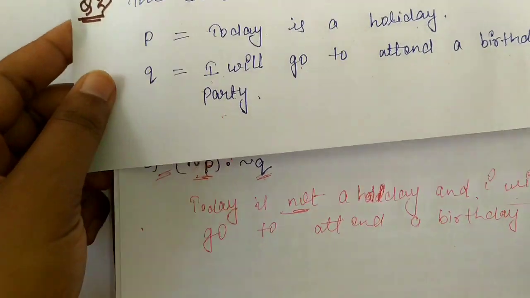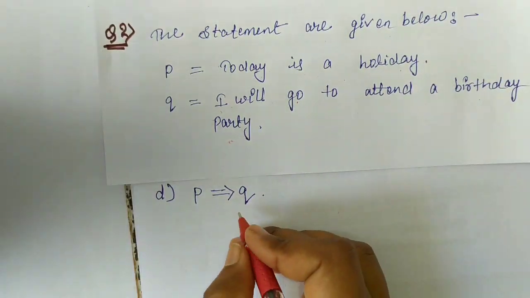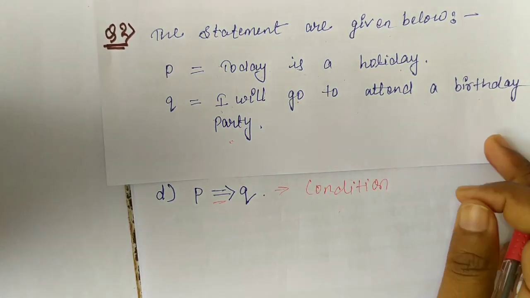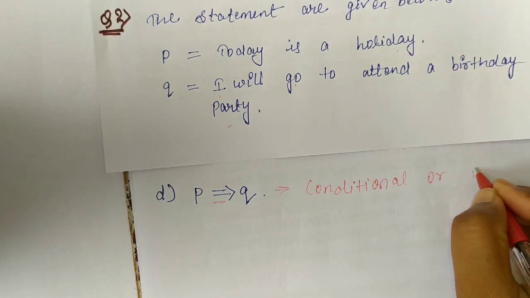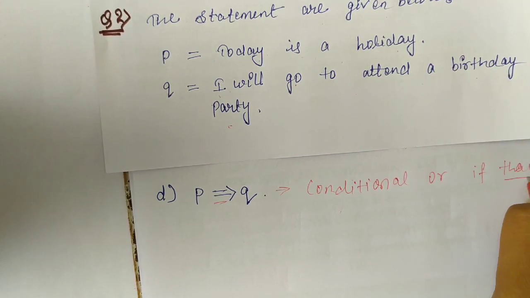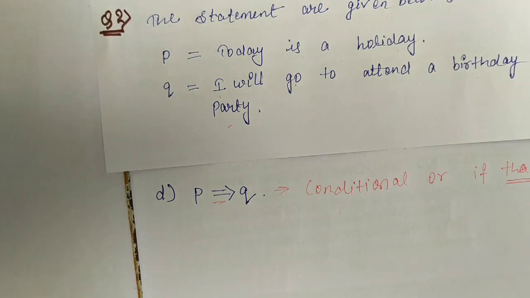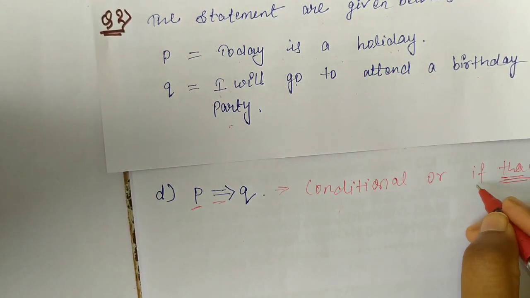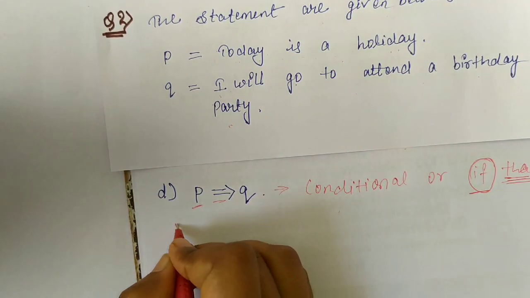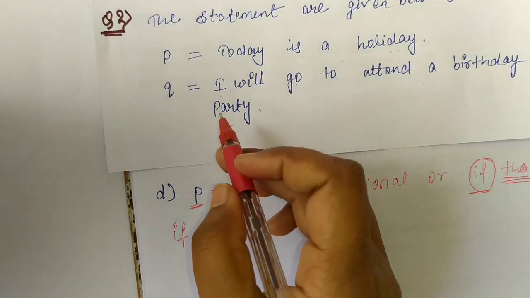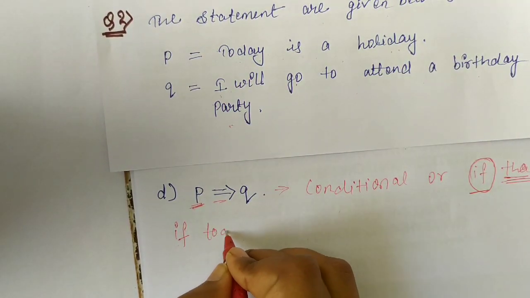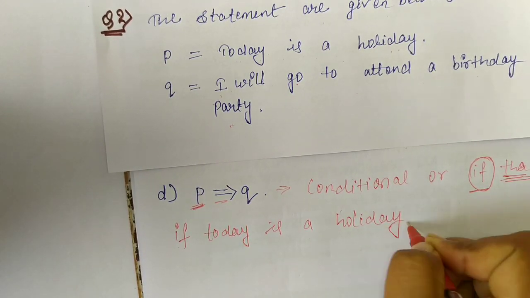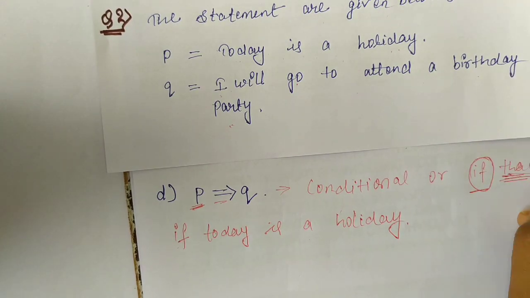Next and the last one is this. This is the conditional statement, or it is called if then. Here, if then. P is today is a holiday. So firstly we write if, and what is the value of P? The value of P is today is a holiday. If today is a holiday. So next is then.